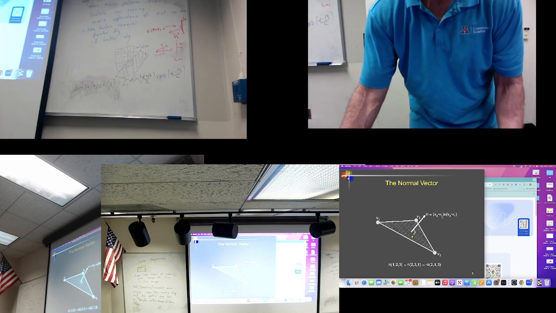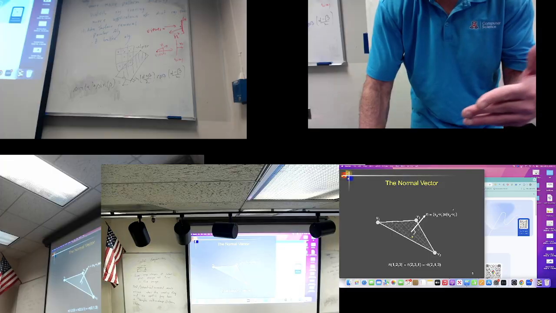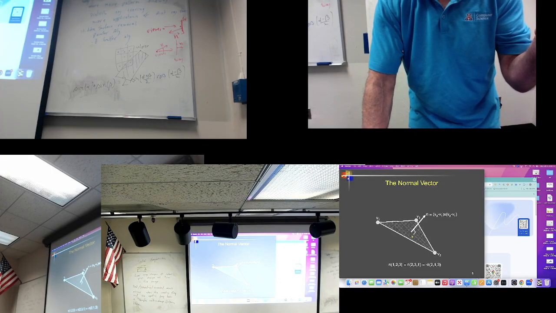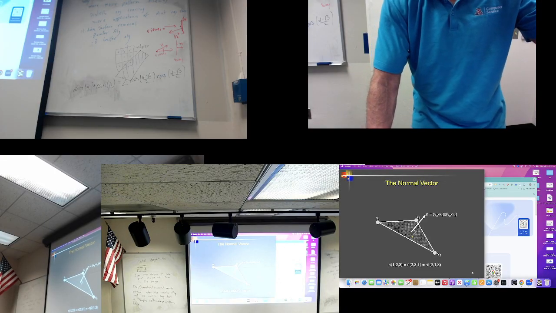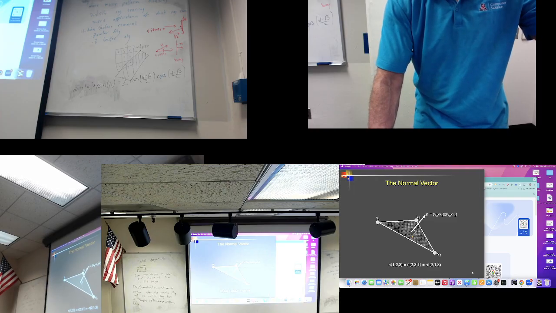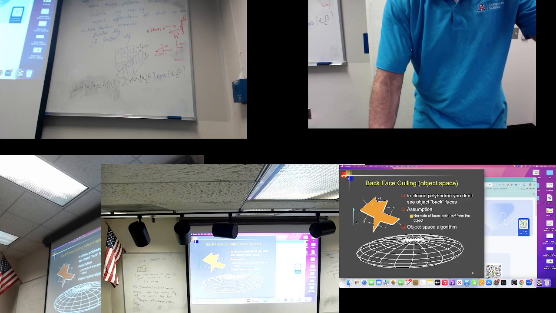So N, the normal, dotted with the direction from the viewer. If the product is negative, don't worry about this triangle. The viewer doesn't see it. So that was just backface culling.